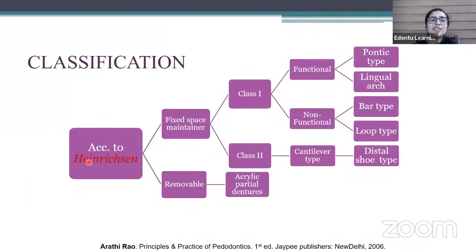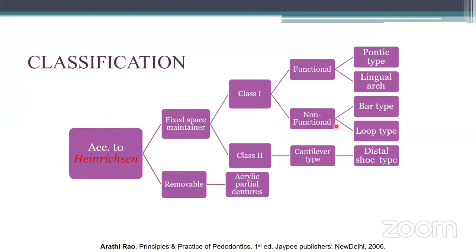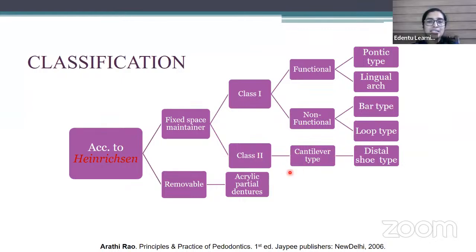Now talking about the classification according to Hendrickson, in which we have the fixed space maintainer. We have further classification as class 1 and class 2, in which class 1 is further classified as functional and non-functional, in which we have the functional ones as pontic type and lingual arch, and non-functional as band and loop type. And in class 2, we have the cantilever type as well as the distal shoe type. And in removable, quite easy for you to remember, we just have the acrylic partial dentures. Okay, let me just remind you once again, a flowchart is something which is very, very important. The moment you write it like this, it becomes quite easy for you and also for the examiner to check. Okay, so just have an idea regarding each of these classifications.